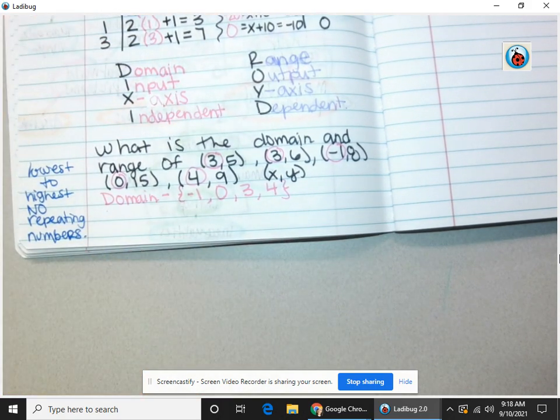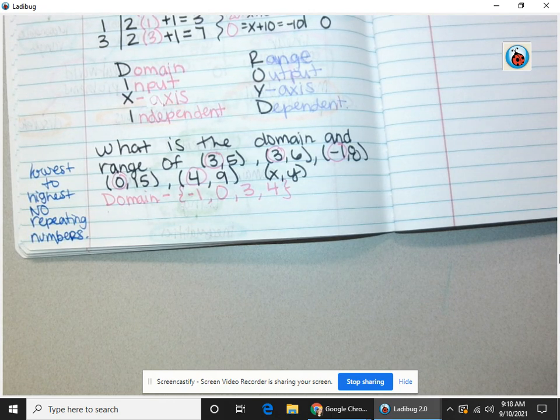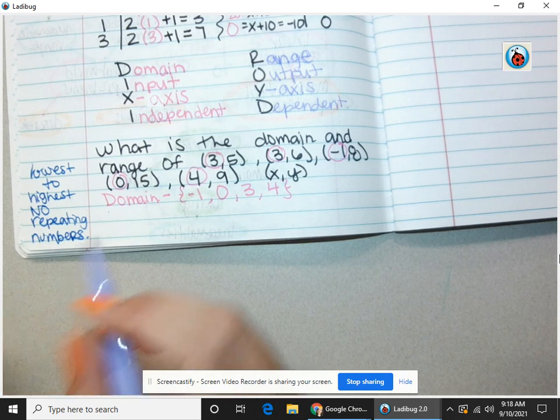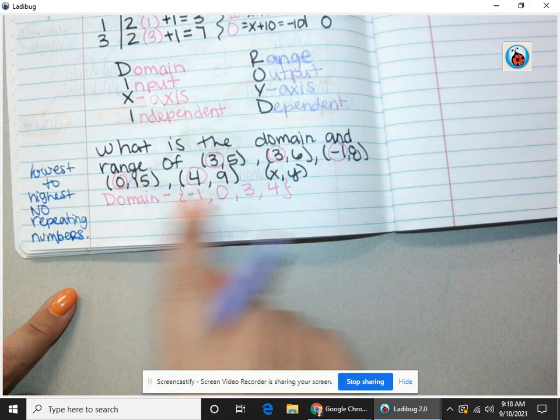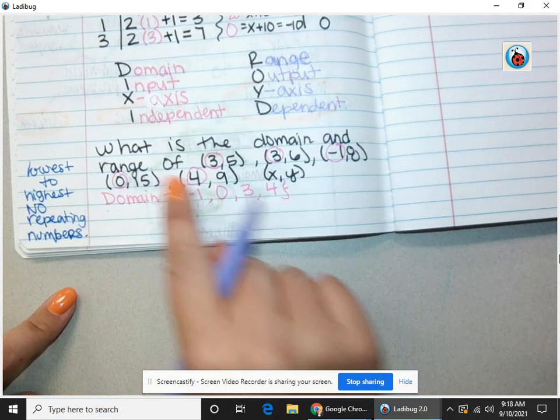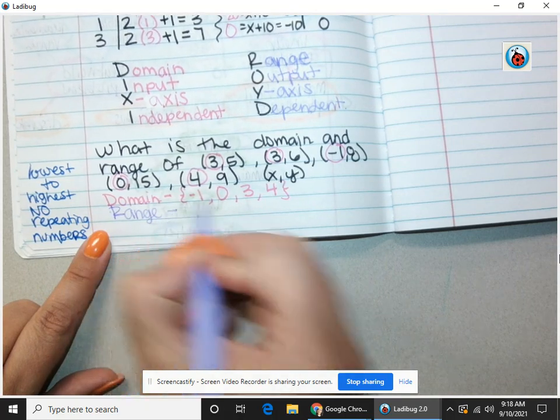You're going to see this on graph problems, where there'll be a graph with points. We'll get to that, I think, in Note 7 or 8, one of those two. For now, it's just from a table of values and from points.